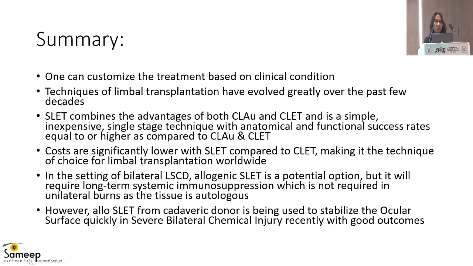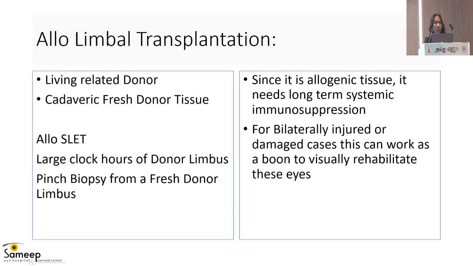Techniques of limbal transplantation have evolved greatly over the last decade, and SLAT combines the advantages of both conjunctival limbal autograft and CLAT, and is a simple, inexpensive, single-stage technique with anatomical and functional success rates equal to or higher as compared to conjunctival limbal autograft or CLAT. The cost is significantly lower with SLAT as compared to CLAT. In the setting of bilateral limbal stem cell deficiency, allogenic SLAT is a potential option, but it will require long-term systemic immunosuppression. However, Allo-SLAT from a cadaveric donor is being used to stabilize the ocular surface quickly in severe bilateral acute chemical injury recently with good outcomes.